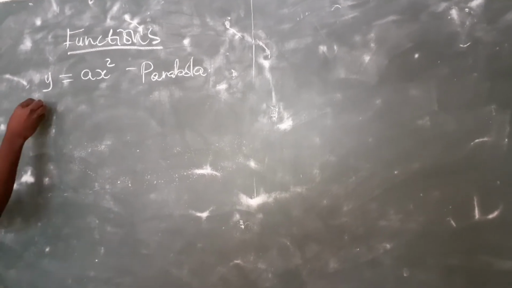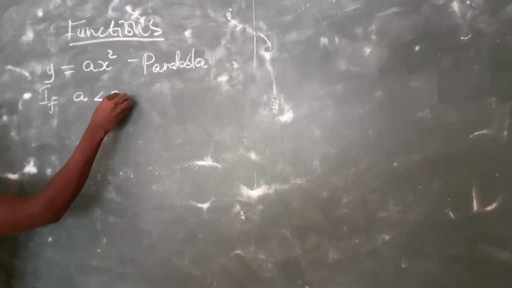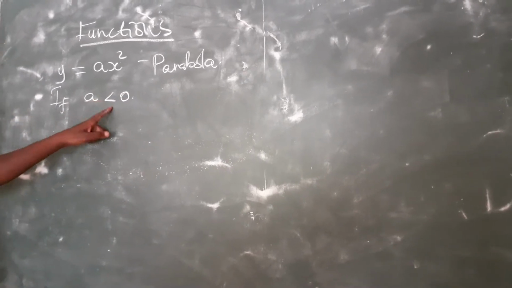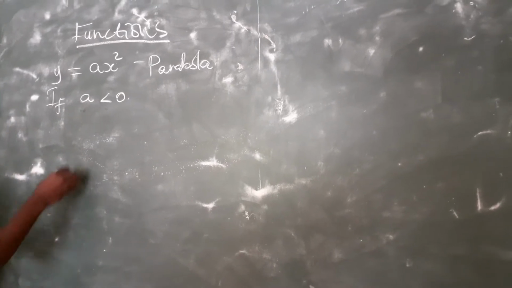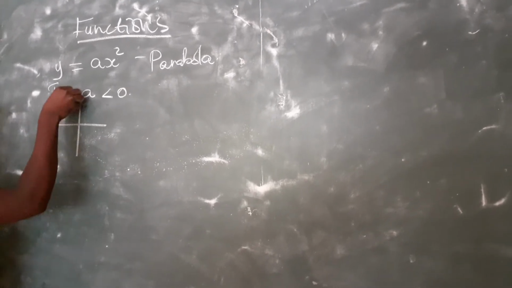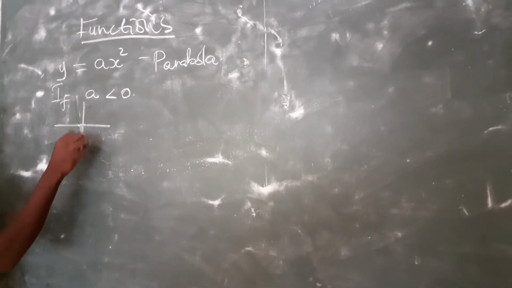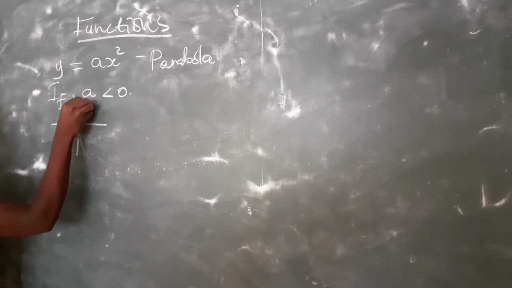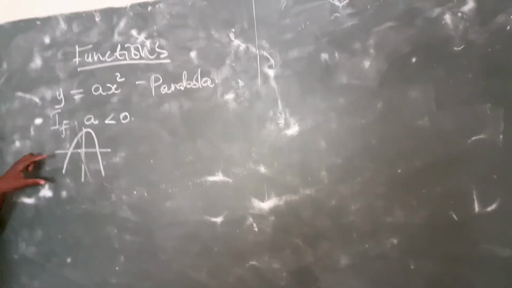But what I must know about this graph is, if my a is less than 0, it means my a is negative. Therefore, the graph will be negative, it means the graph will be sad. If the graph is sad, it's like this. Whereas in this graph, I don't have a minimum.